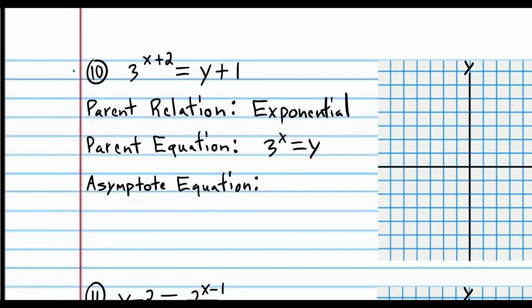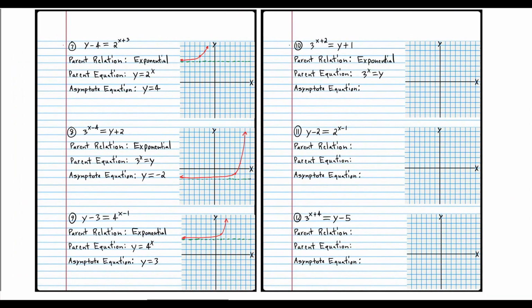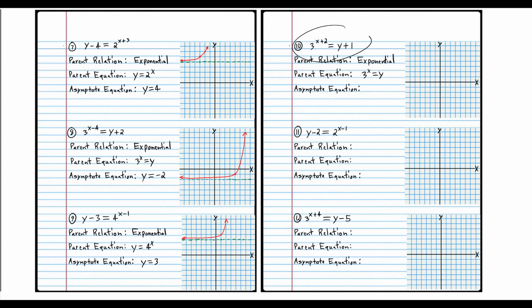And now, I want you to graph. Remember, start at the origin and use this equation here to figure out where you're going to move. And the asymptote is always going to be horizontal. And you're going to draw a temporary vertical. So try number 10. When you come back, we'll do it together.